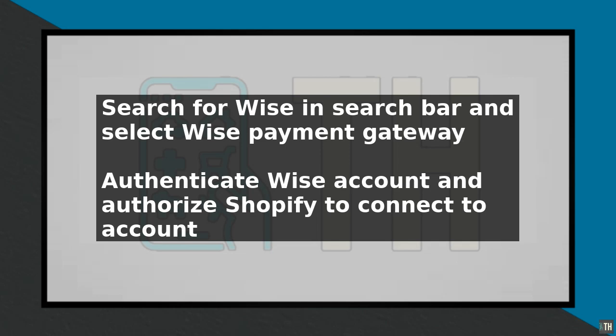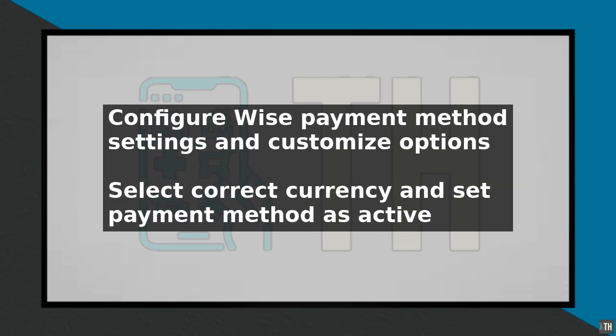You will see the Wise payment method listed as a new payment option. Click on the Edit button next to Wise to configure the payment method settings. In the Wise payment method settings, you can customize the payment method name, description, and other options.